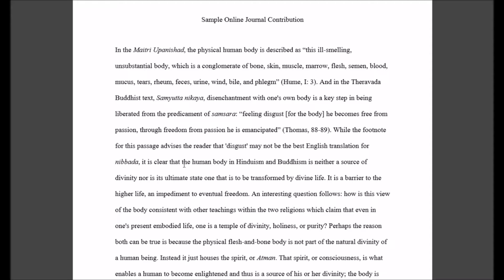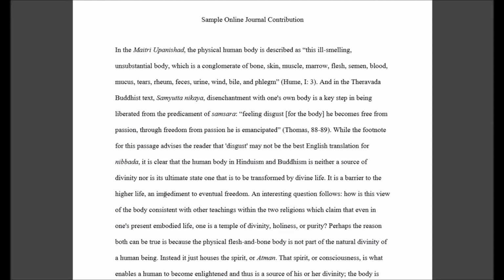It is neither, it is not a source of divinity. Okay, so the body is not divine. Yep, that is accurate. That is what those texts are saying. So it's not the physical body, the physical human is not divine, nor is its ultimate state, that is the body, the pronoun "its" refers to the body, nor is its ultimate state one that is to be transformed by divine life. So that is a little more complicated, but the idea there is pretty clear.